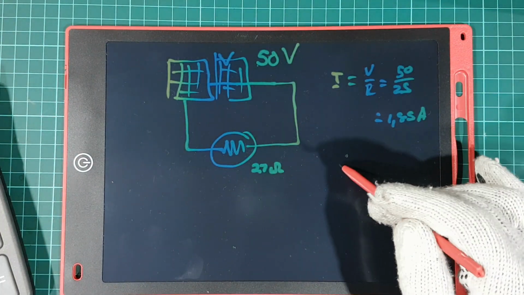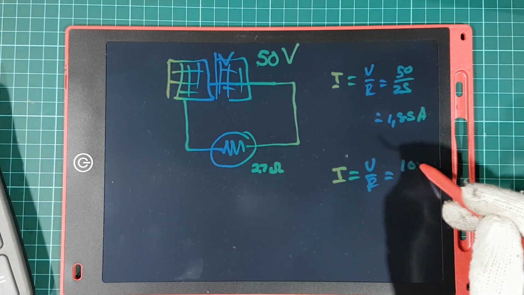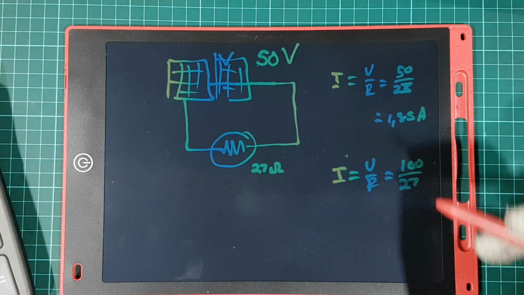If we would have a second panel in series, we will now be running at 100 volts. That's 27, sorry.